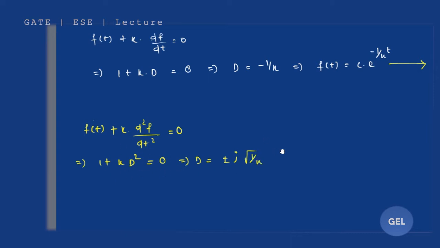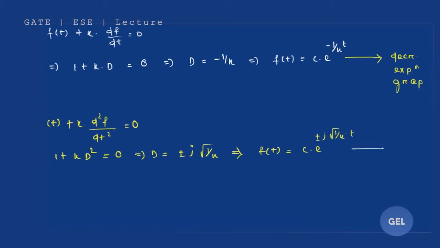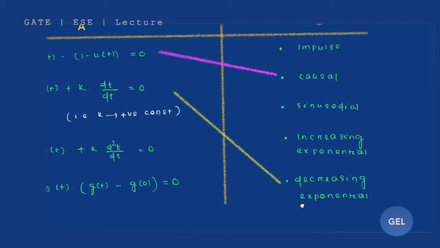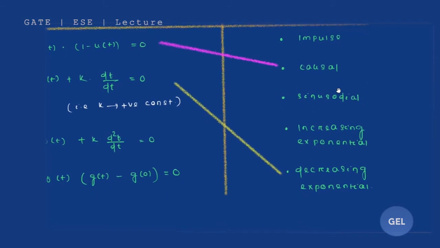Yes or no? Mathematics. That implies f of t will be nothing but how much? C into e to the power plus or minus j root over of 1 by k into t. So how does it look? Sir, it looks like neither increasing nor decreasing exponential graph. Is there such an option there? Sir, it is sinusoidal. So it will give you a sinusoidal.